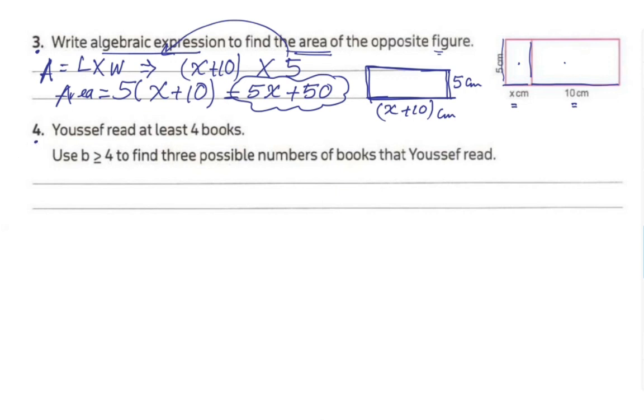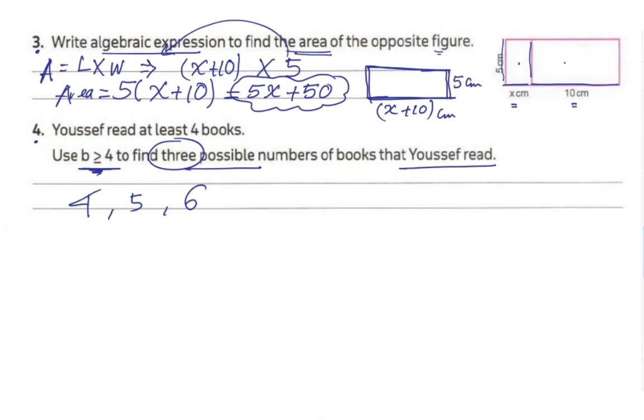Point number 4. Yusuf read at least 4 books. Use p greater than or equal to 4 to find the possible number of books that Yusuf read. I have an inequality, p greater than or equal to, so I will start with what? With 4, because there is equal here. So this number of books may be what? I need 3 possible numbers, just 3. Maybe 4, maybe 5, maybe 6.